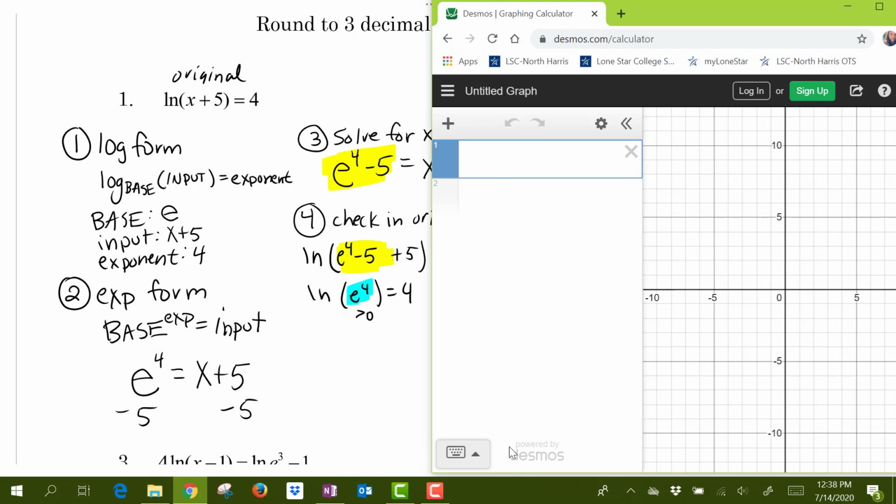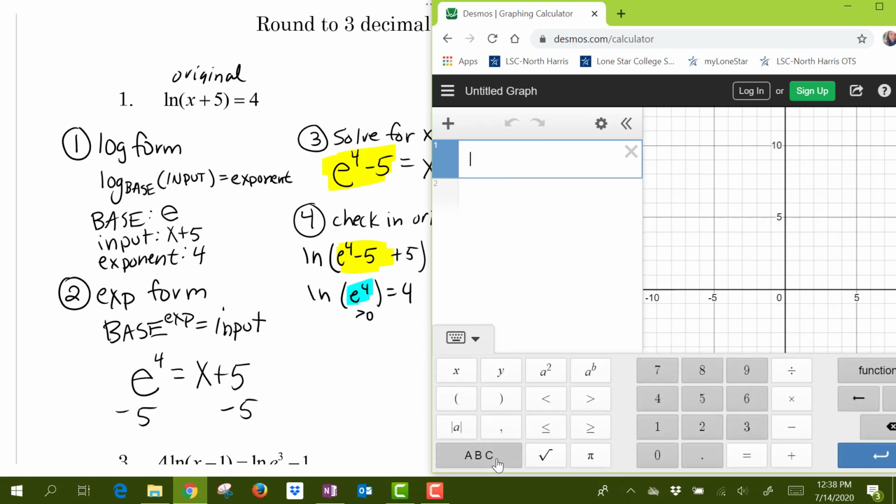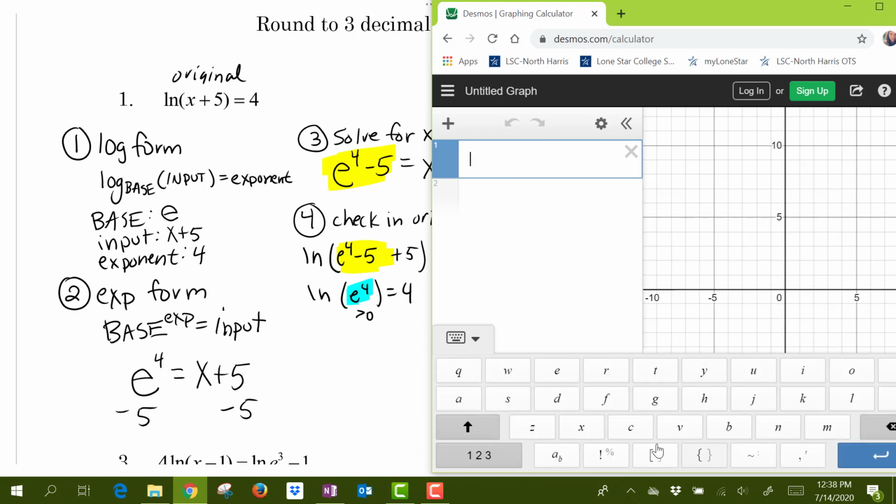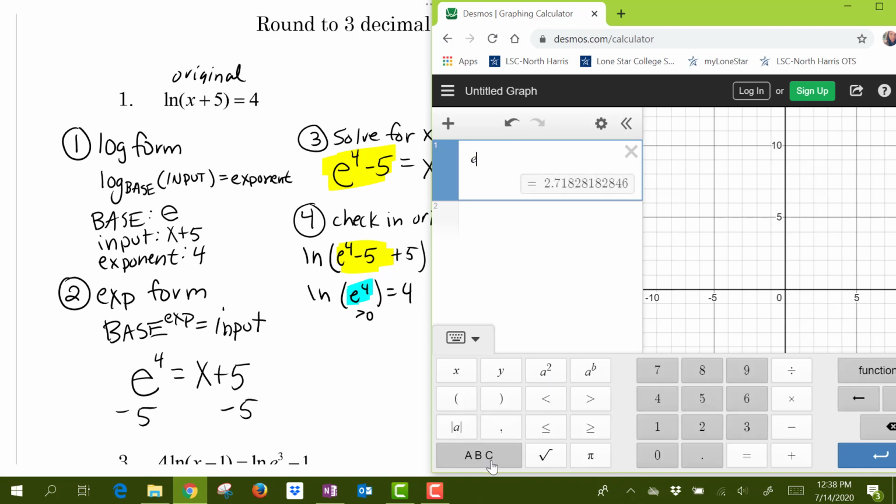Alright, so here we have Desmos. I'm going to pull up the keyboard, go to the alphabet, find the E, and raise that to the power of 4. So if I wasn't sure if that was positive or greater than 0, I could always put that into Desmos and check that. Now our final answer is what's here in yellow where we solve for x. So let's get a decimal approximation of that. It's e to the positive 4 power. Make sure you come out of the exponent and then we'll say minus 5.